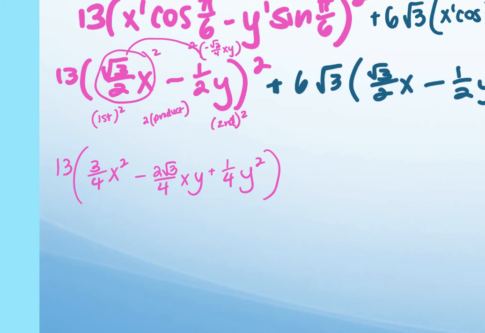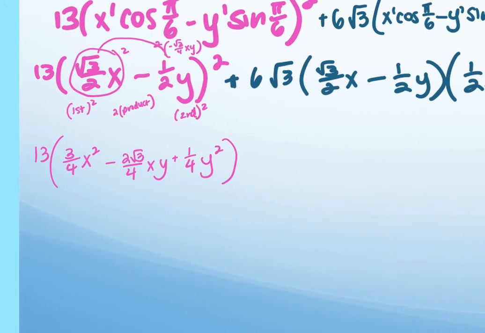Why do you square it after you do the product? You don't square it. You double it. Oh. So 2 times the product is that middle term. Oh, that's why.